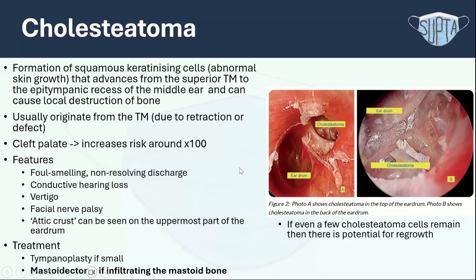And then treatment is tympanoplasty if it's small, or mastoidectomy if it's infiltrating the mastoid bone. So you can see the cholesteatoma here. And it's actually quite interesting because despite being a benign pathology, even if a few cholesteatoma cells remain when you're doing the operation, there is potential for regrowth, which I thought was quite interesting.